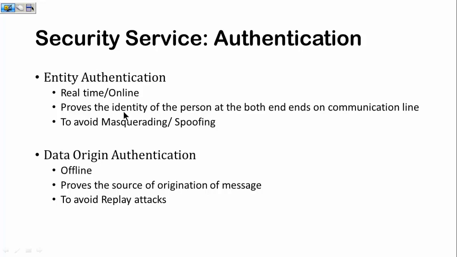But now, when you are put up with a challenge to prove your identity, the intruder won't be able to do it, and therefore Alice will immediately identify that she is not getting the messages from Bob, but it is the intruder who is masquerading and sending the messages to Alice. In data origin authentication, we prove the source of the origination of the message.